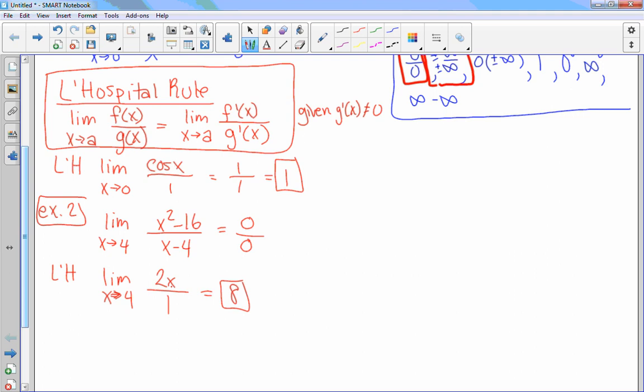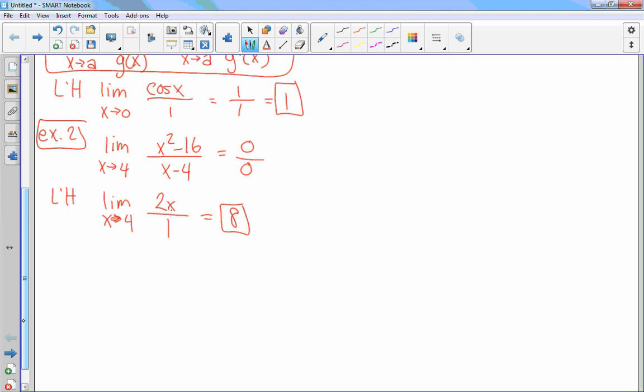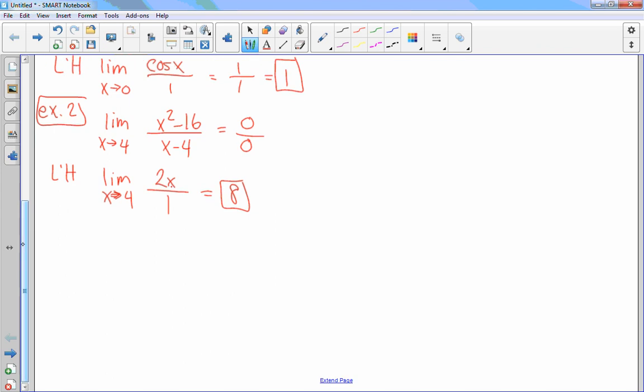Let me give you this one to try. Okay, this is a harder one. Sometimes you have to take the limit over and over until you finally pop it out. But we'll do some easy ones first.